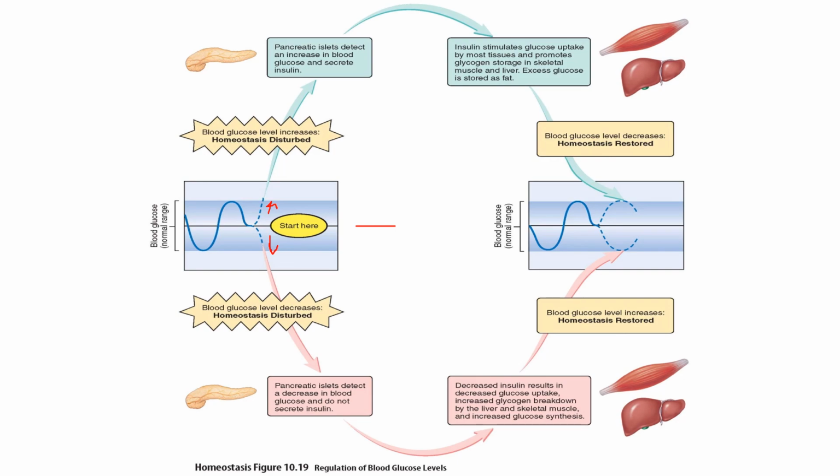Pero paano naman kapag mababa yung ating glucose level? So the pancreatic islets detect a decrease in blood glucose and do not secrete your insulin. So a decrease in the insulin results in decreased glucose uptake, increased glycogen breakdown by the liver and skeletal muscle, and increased glucose synthesis. So blood glucose, when increased, of course, restores your homeostasis.